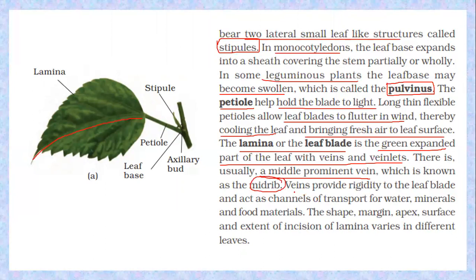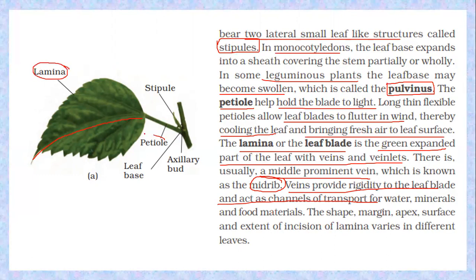This is a very important function. The veins provide rigidity to the leaf blade and act as channels of transport for water and minerals. And the shape and size, or the margin, apex, surface, and extent of incision of the lamina vary in different leaves. Okay. So this green flattened structure, you will call them as the lamina.